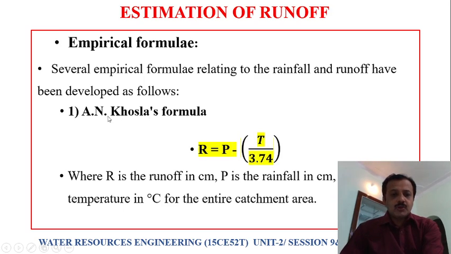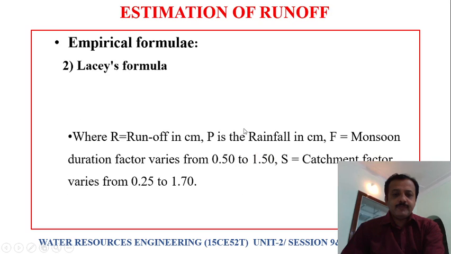So Kosla is a scientist who gave this formula for finding runoff. According to Kosla, R is equal to P minus T divided by 3.74. Using this formula, we can find out the runoff.